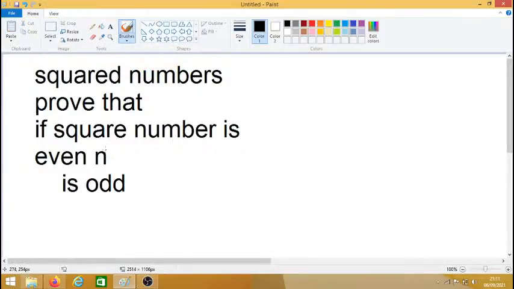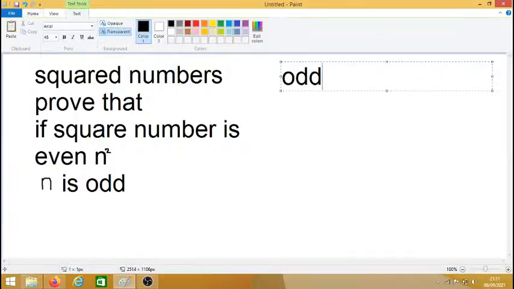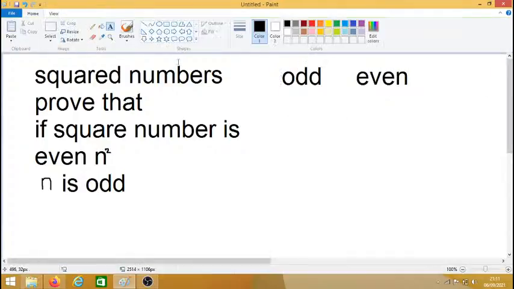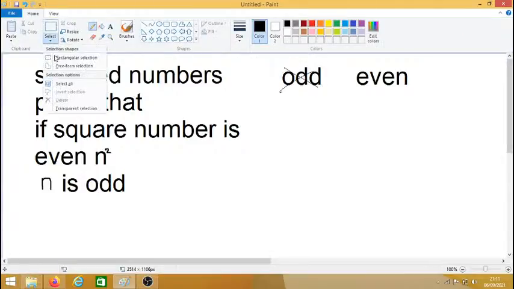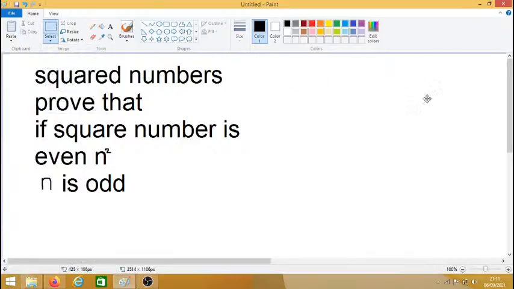Can we prove that every time we get a square number which is even, that the number that made it, the n, is odd? So let's try using the example that if we have two options, an odd and even, if we can take away one of them, then the other one has to be true. So let's start with what the question is saying, that the number we're going to start with is odd.